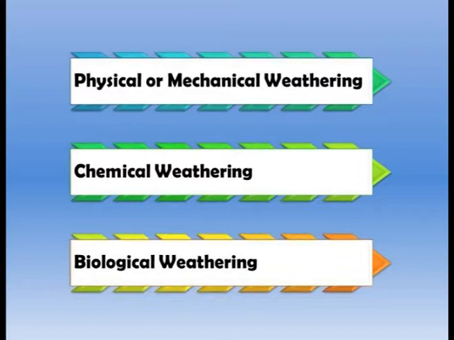Types of weathering. Dear students, you now know about the agents that cause weathering. We will now proceed to learn about the different types of weathering and the factors which control weathering. Three prime groups of weathering processes have been identified. They are physical or mechanical weathering, chemical weathering, and biological weathering.